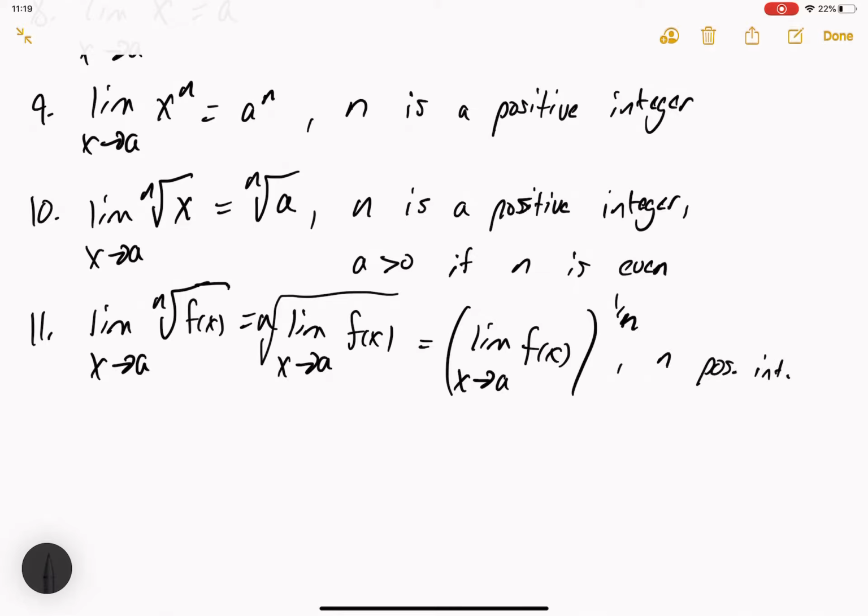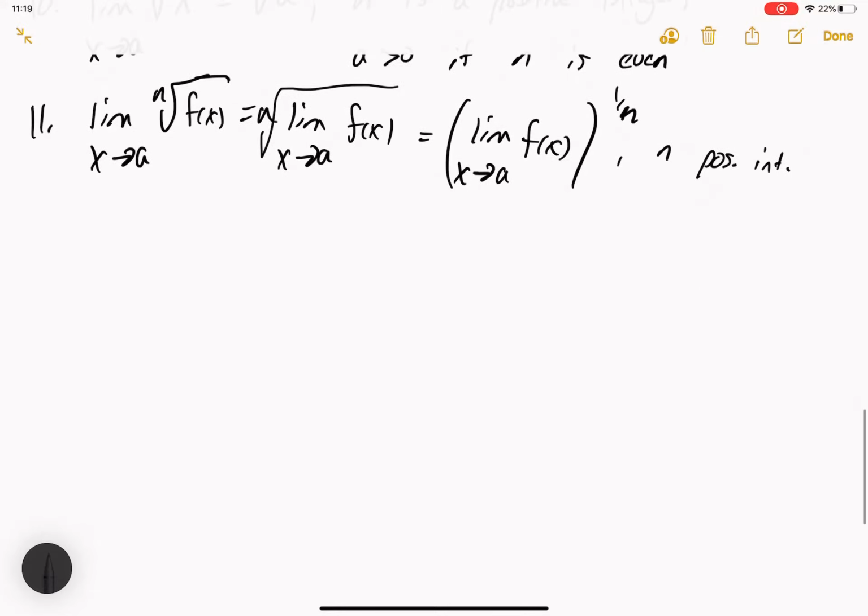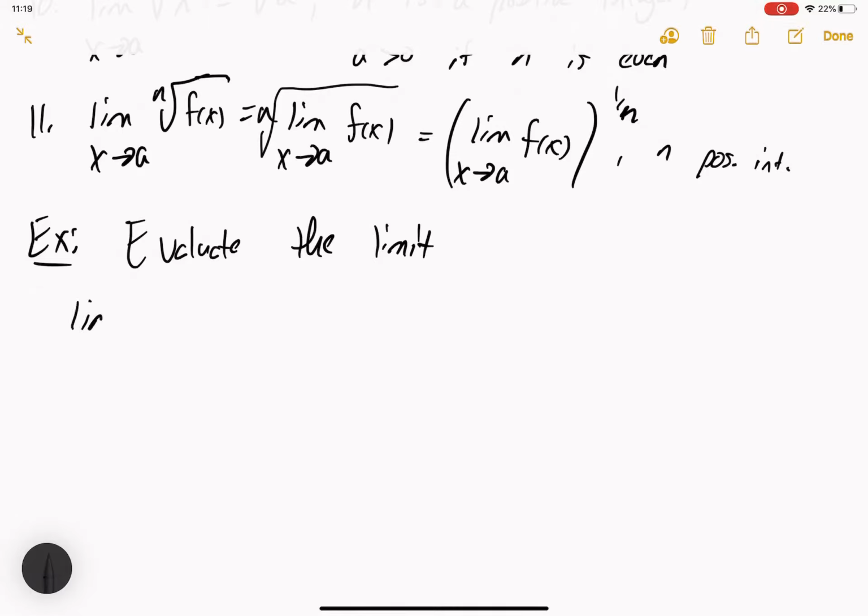So using these limit laws, let's actually try to evaluate a limit. All right, so the first one will be the example. You want to evaluate the limit as x goes to -2 of x squared plus 2x squared minus 1 divided by 5 minus 3x.